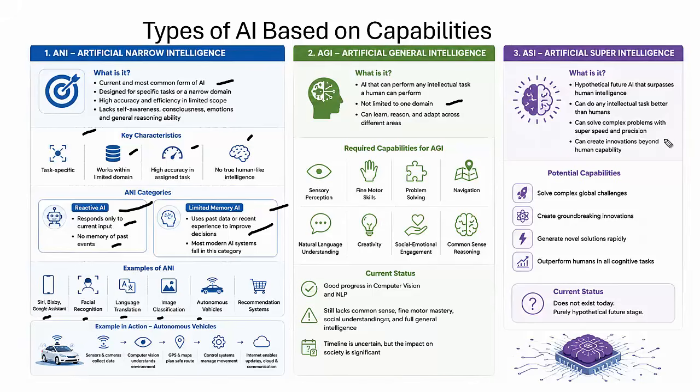Theoretically, we have a hypothetical one, which is ASI, artificial super intelligence, which can do intellectual tasks better than humans, because by the end of the day AI was trained on old data, right? So ASI goes beyond human intelligence, which is a hypothetical future AI that we cannot see right now.